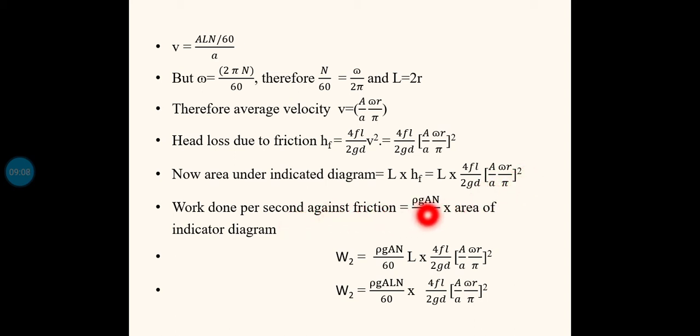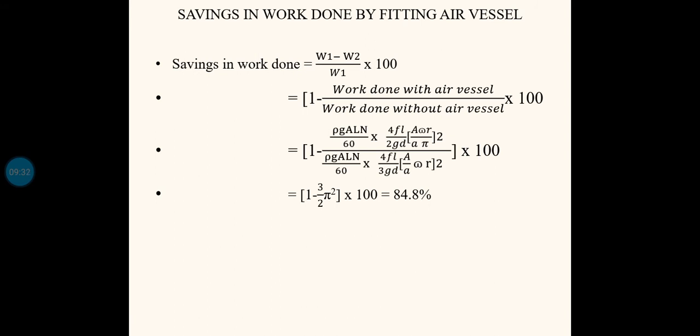Now the work done per second is the area of the indicator diagram multiplied by rho g n by 60, since it is a single acting pump. So I am taking that value as W2, the work done per second. W2 equal to rho g n by 60 into L into 4FL by 2gD A by a omega r by pi whole square. Taking this L along with this one, W2 equal to rho g A L N by 60 into 4FL by 2gD A by a omega r by pi whole square. Now if you want to calculate the work saving in percentage, usually we take higher value minus lower value divided by higher value into 100, that will be the saving in work.